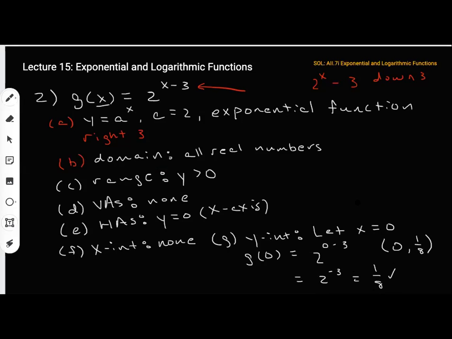Okay. So I'll give you guys a minute to copy this down, and then we're going to look at the graph and its shape, and we'll verify all this stuff. So that is number 2. That is my exponential function.